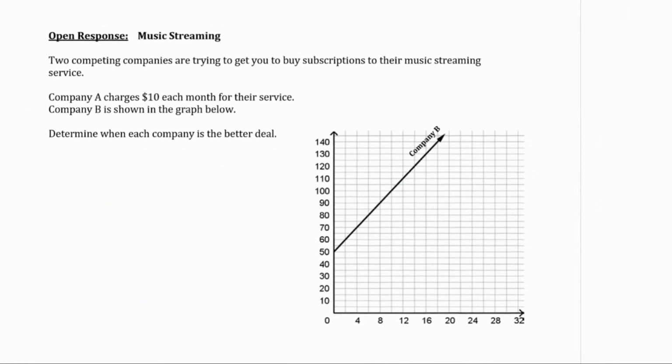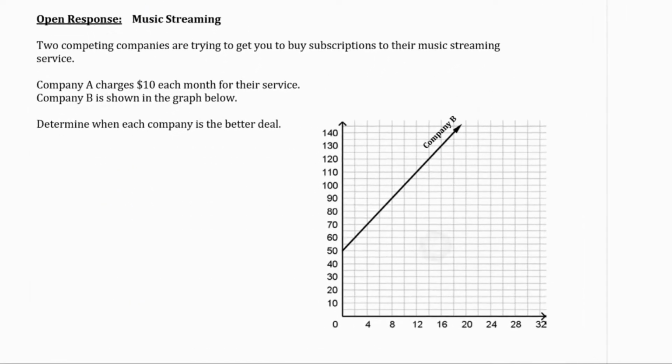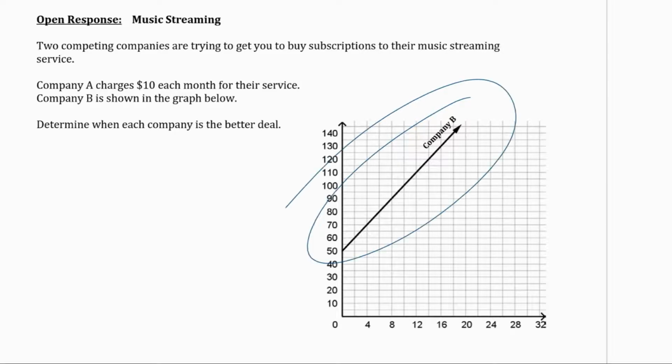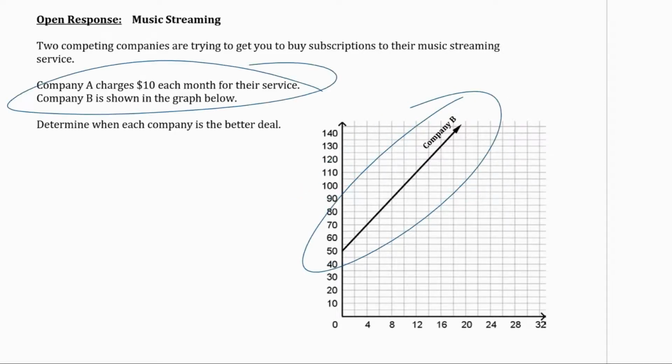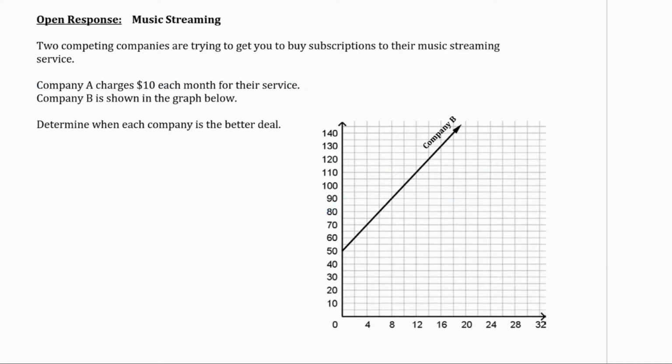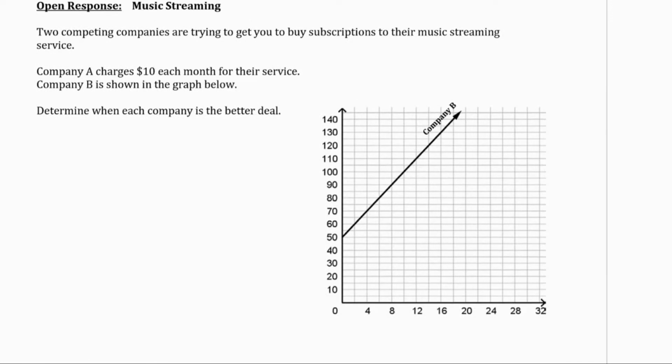Okay, last one. We're going to do one more. This is the last one. Music streaming. 2 competing companies are trying to get you to buy subscriptions to their music streaming service. Company A charges $10 every month for their service. Company B is shown in the graph. Here's one of these examples where it gives us one in the graph, but the other is described in words. Determine when each company is the better deal.